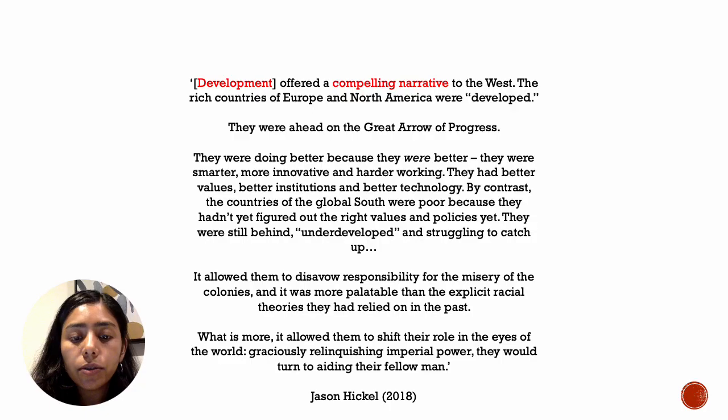It allowed the West to disavow responsibility for the misery of the colonies, and it was more palatable than the explicit racial theories they had relied on in the past. What is more, it allowed them to shift their role in the eyes of the world, graciously relinquishing imperial power. They would turn to aiding their fellow man."